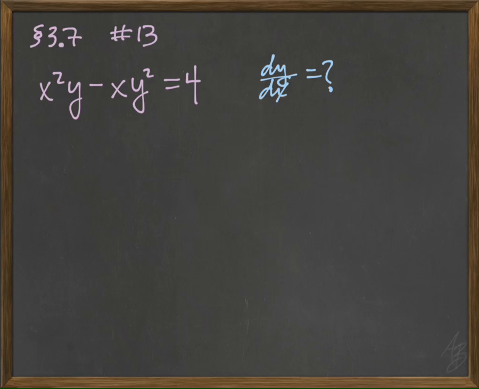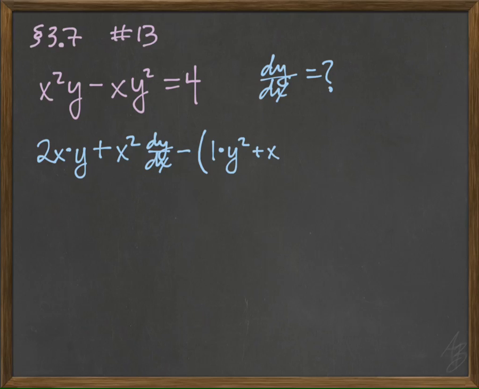So using the product rule, the derivative of the first is 2x, taking the derivative of x with respect to x, we're good, times y, so derivative of the first times the second, plus the first times the derivative of the second, dy/dx, minus, again, going to use the product rule here, the derivative of the first, 1 times the second, which is y squared, plus the first times the derivative of the second, derivative of y squared, and that's equal to the derivative of 4, which is 0.